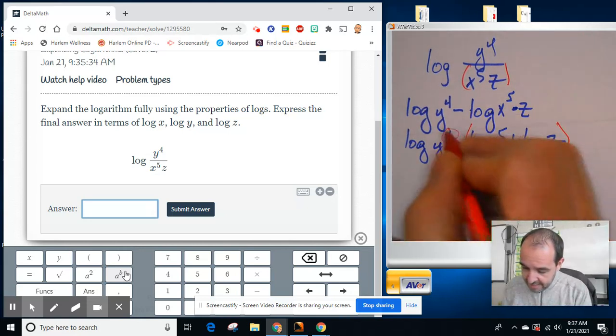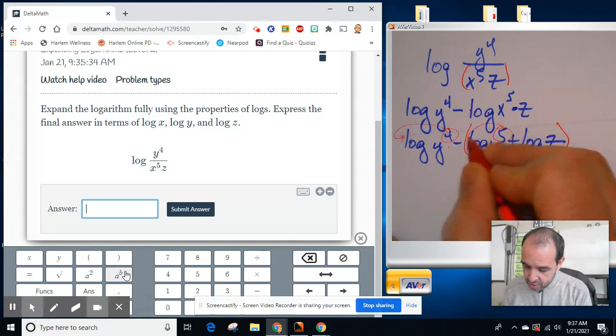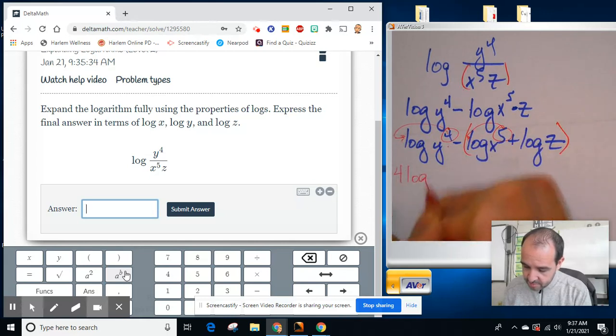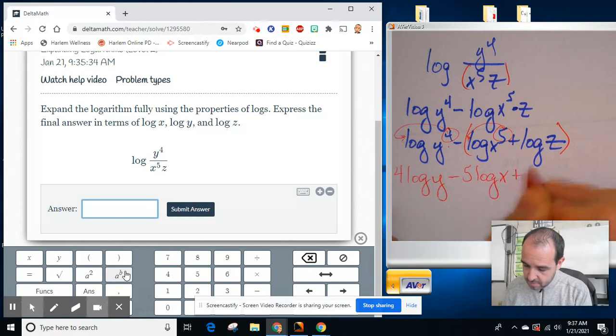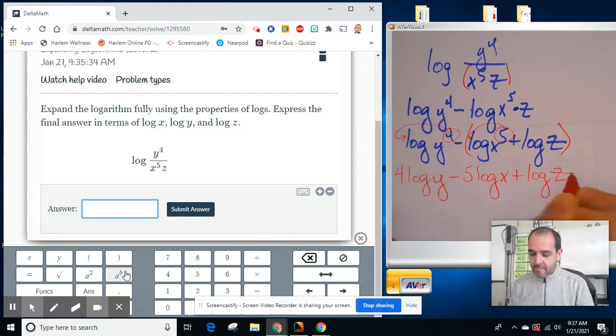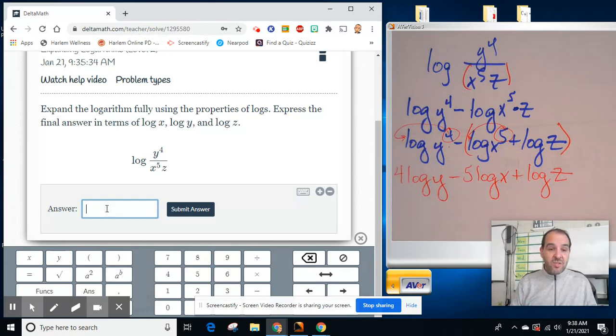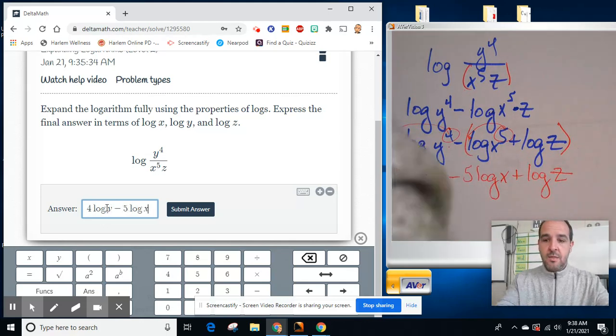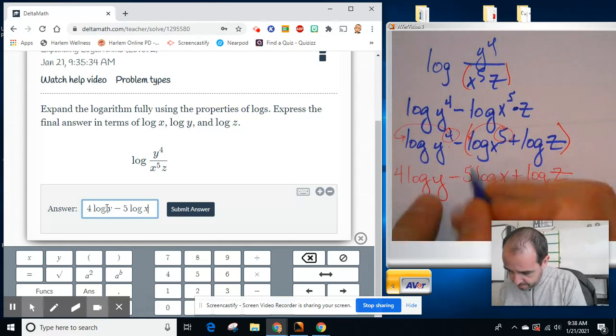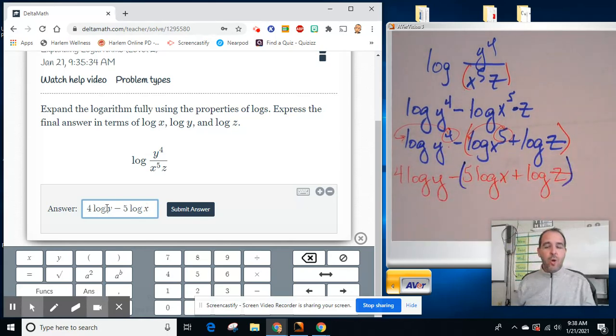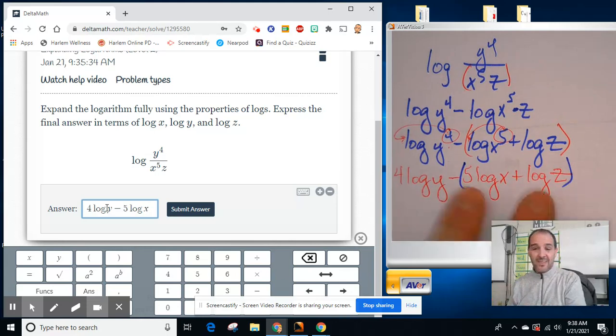And so then my last thing, since I have exponents that are going to become coefficients, no more coefficients, no more multiply, no more divide. That's my answer. So 4 log y minus 5 log x. Oh, Hardy, keep your parentheses. You know what? I'm going to test it. I'm going to not put parentheses in my answer and see what happens. But I still think we're going to need to do that.